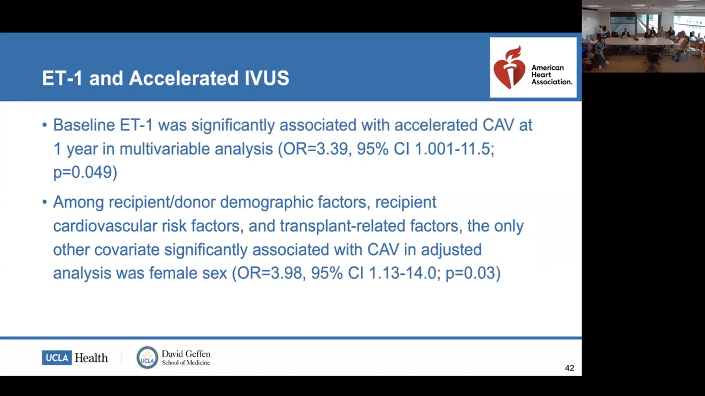And then when we did multivariable analysis, baseline endothelin was significantly associated with accelerated CAV at 1 year. And among all the other recipient and donor demographic factors, recipient cardiovascular risk factors, and transplant-related factors, the only other covariate that was significantly associated with CAV in adjusted analysis was female sex. That will require some additional exploration.